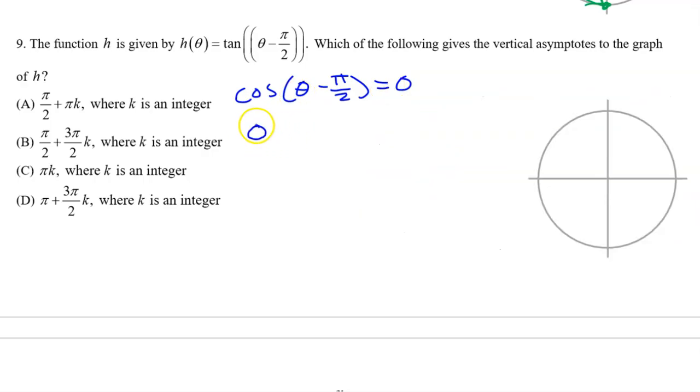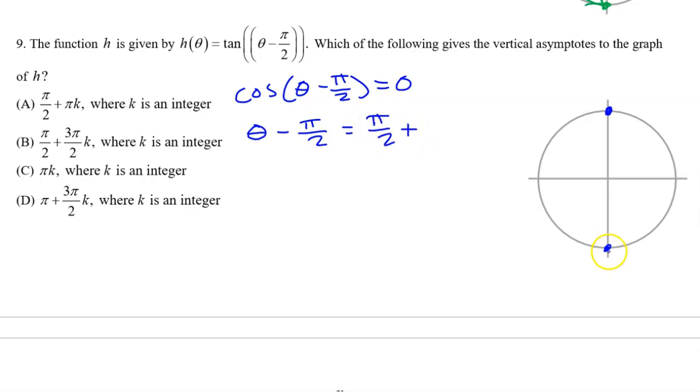We begin by solving for theta minus pi over 2 by asking ourselves the cosine of what is equal to 0. Cosine is the x value on the unit circle, and x values are equal to 0 here and here. Here at the top we have the solution of pi over 2.